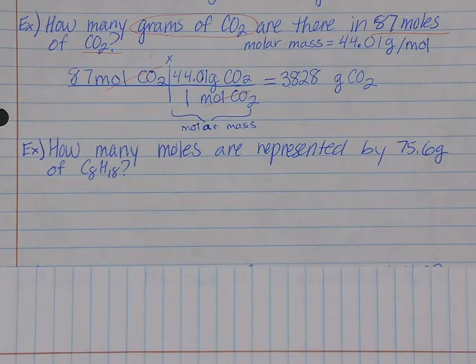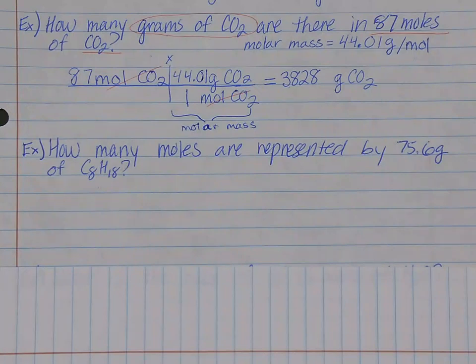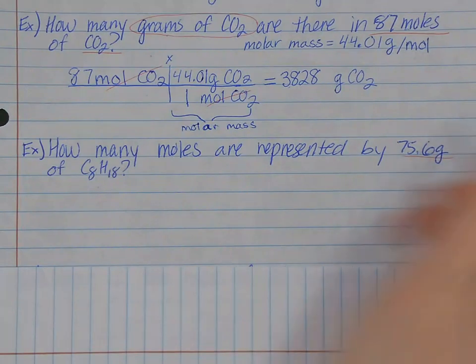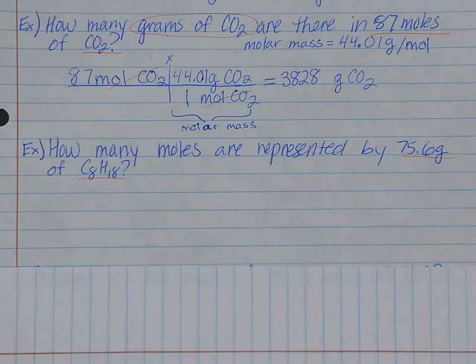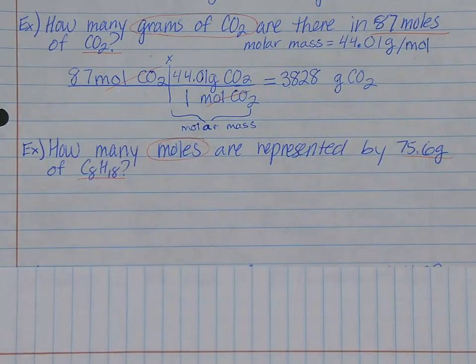We have how many moles are represented by 75.6 grams of C8H18. So this is called octane. This is what's in gasoline. All right, so what are we given in our question? All right, good. 75.6 grams of C8H18. What are we looking for? Moles.